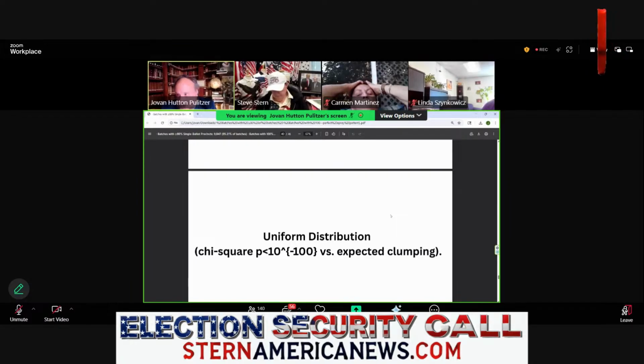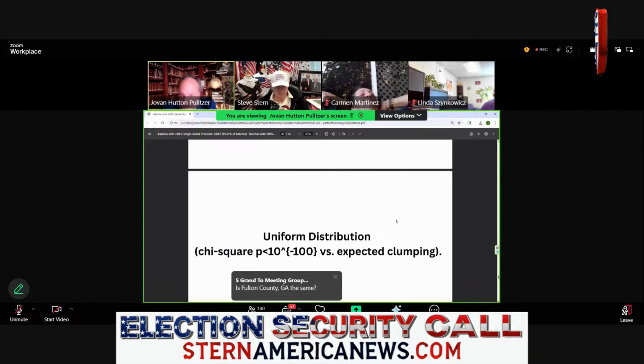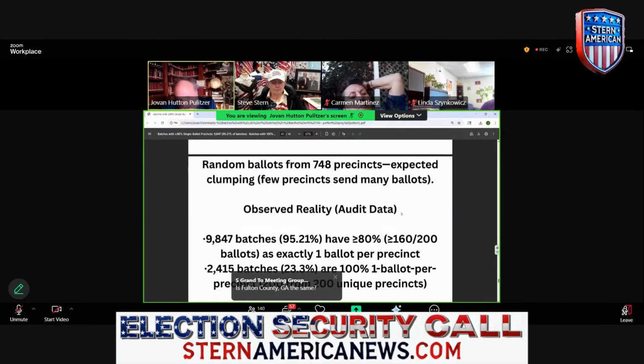It's actually called uniform distribution. That's a p-value of 10 greater than 100 versus what you would expect as clumping. If something came from a drop box, you would expect a clump. If something came from a certain area of town, you would expect a clump. None of these get sorted. And so what you have here is these numbers. This is the observed reality of our numbers.